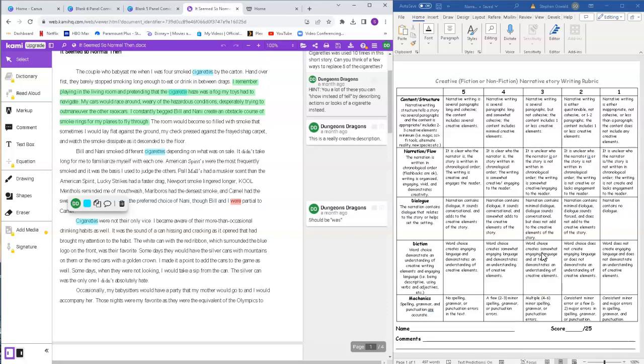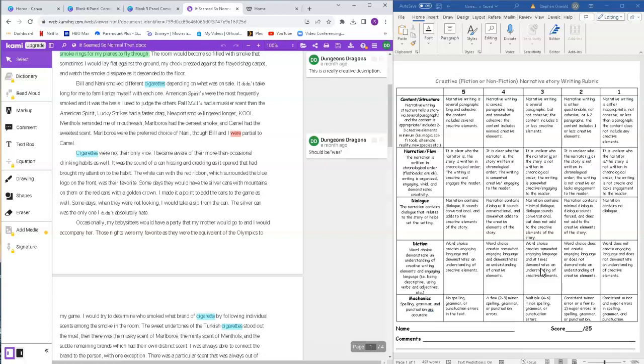I would say that some of my words were great, but I used the word cigarette so many times that it kind of bogged it down. So these are things that you're going to want to look for. Please just try and pay attention to overusing words.